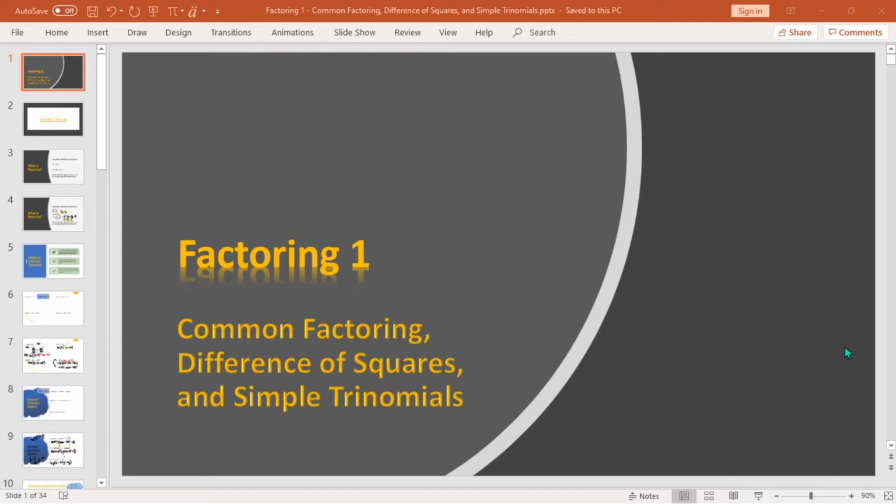Where I'm going to cover three topics: common factoring, difference of squares, and how to factor simple trinomials.